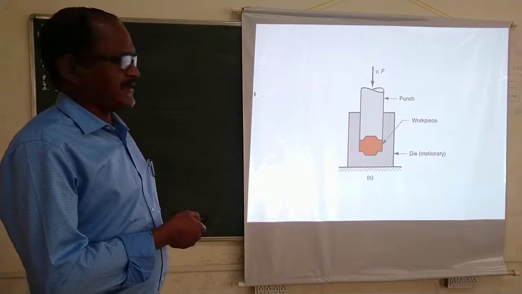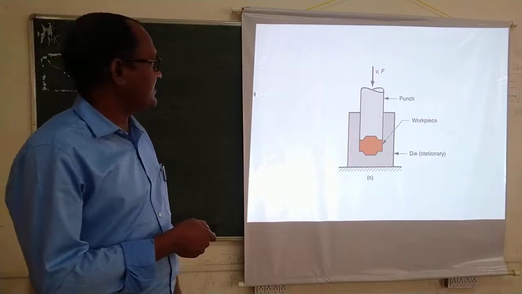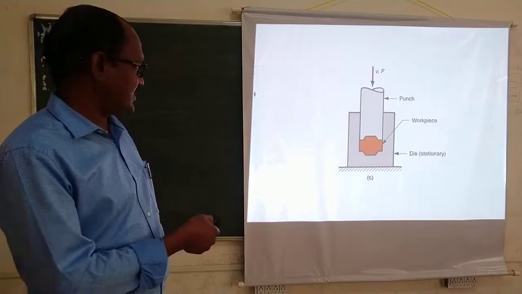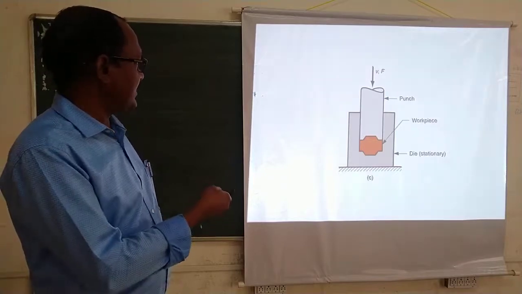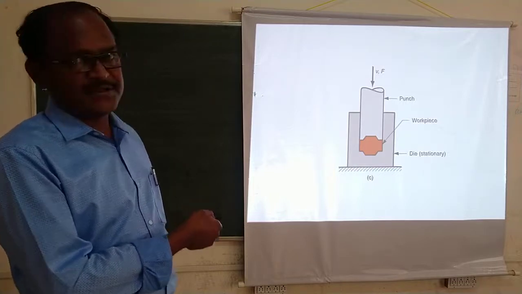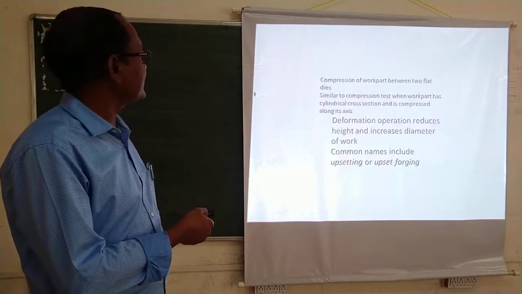This is the diagram of flashless forging. This is not included in your syllabus. Flashless means no flash is produced in this. This is the one die and punch, and this is the workpiece. In this case, you observe that no flash is produced. This is the flashless die. So this is not included in your syllabus.